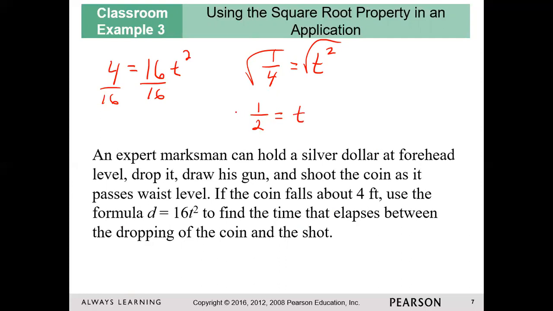And I know technically it's supposed to be positive, negative, right? Because we just went over that whole spiel about how when you're taking the square root of both sides, you need the positive and negative version. But this is time, right? So within the context of this problem, you do not care about this negative part because this is time. You can't go back in time. So it takes the marksman about a half a second to drop the coin, reach for his gun, and shoot the silver dollar as it passes its waist. So pretty neat.